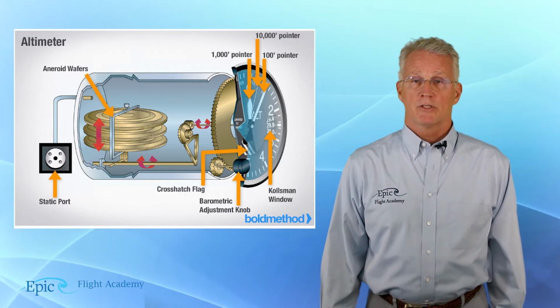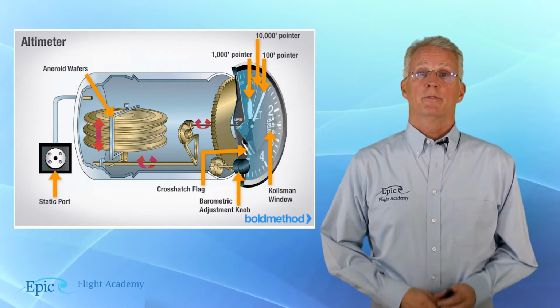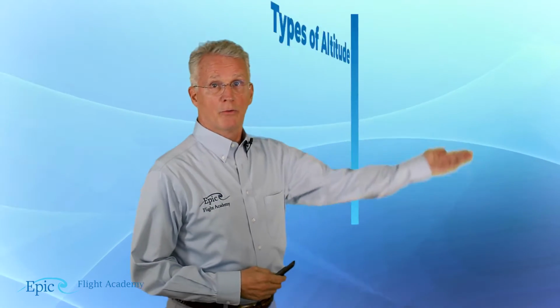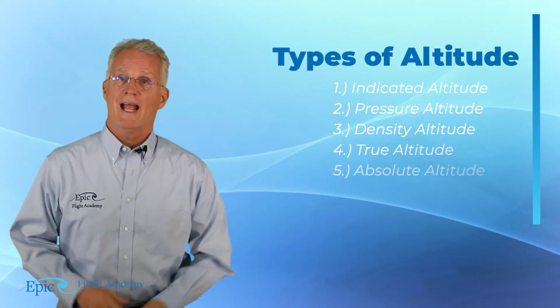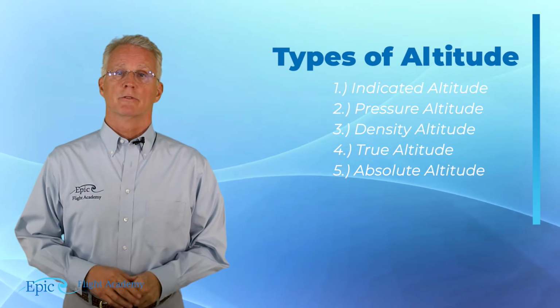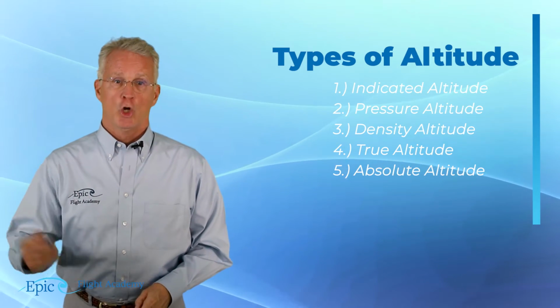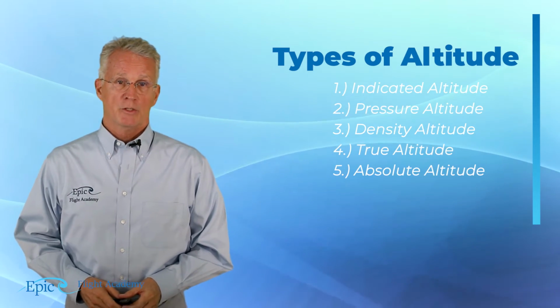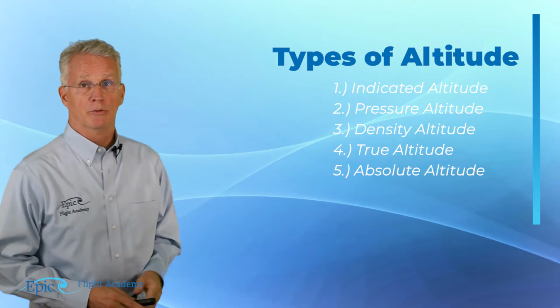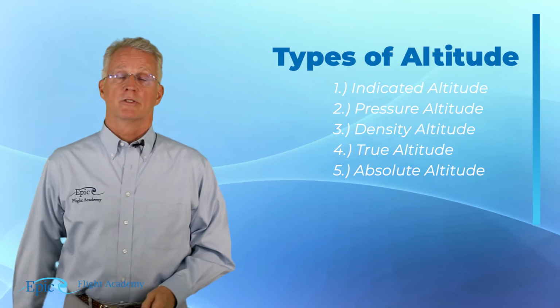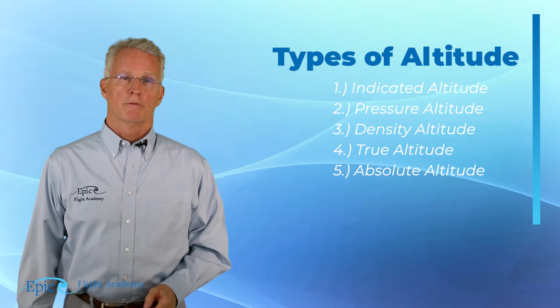Now, on our next slide, we're looking at types of altitude. I'm not going to go through these types of altitude in detail. Why? Because we have talked about these types of altitude in detail in earlier videos. Just remember: indicated, pressure, density, true, and absolute. They are all distinctly different, so be sure to review that content.